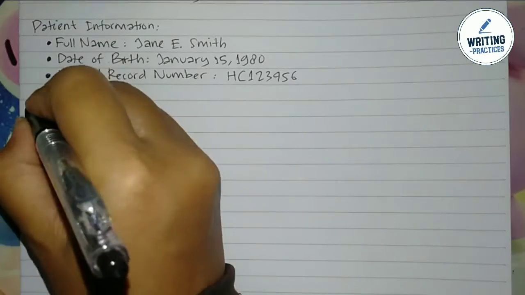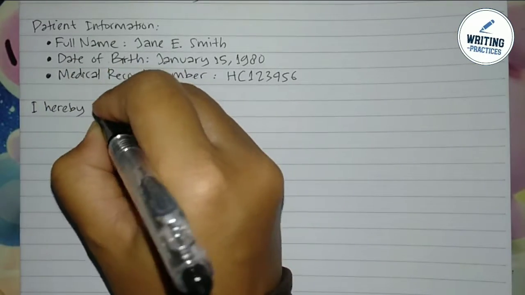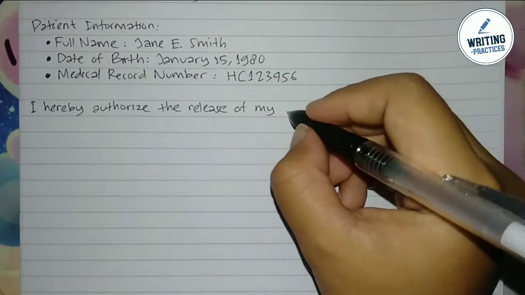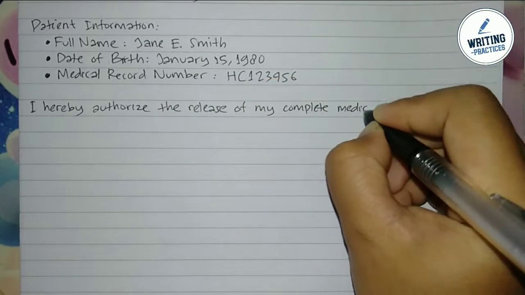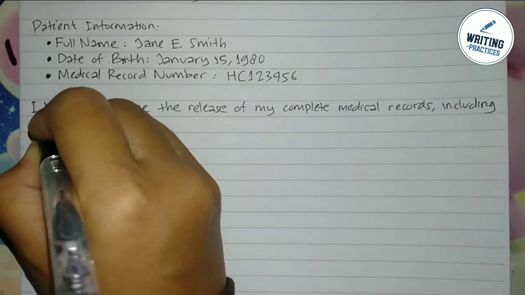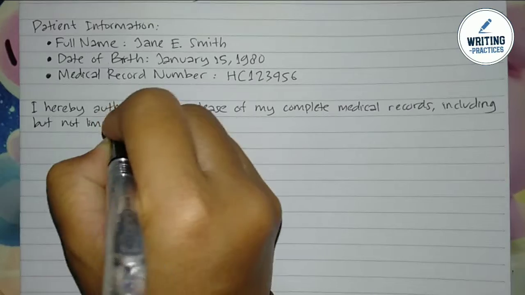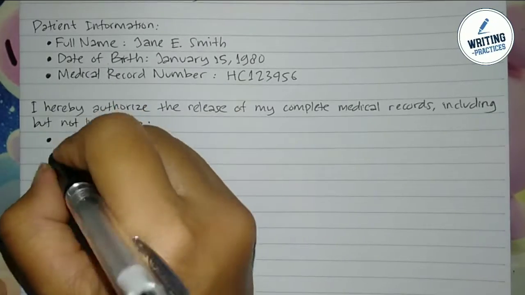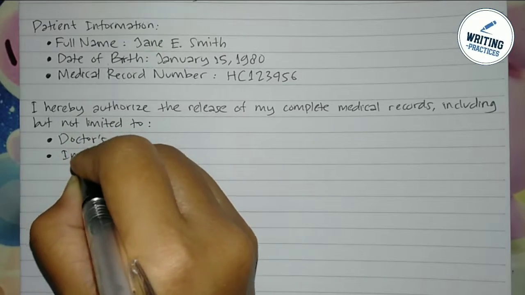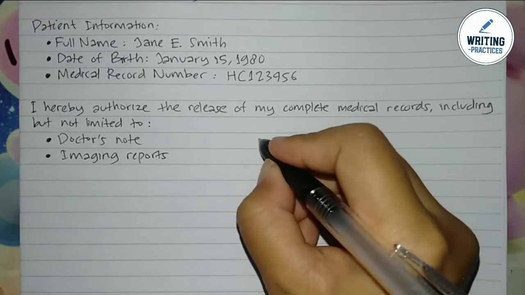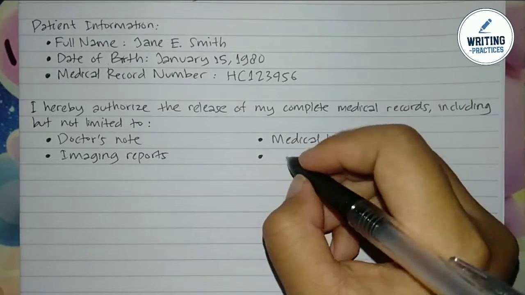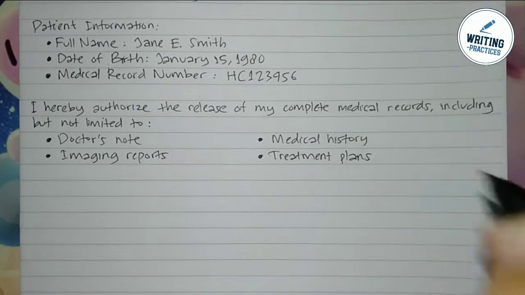In the third paragraph, this is where you elaborate the authorization details. It is a must that you clearly state the authorization for the release of complete medical records. Of course, you have to specify the types of medical information included in the release. And here is the example. I hereby authorize the release of my complete medical records, including but not limited to doctor's notes, test results, imaging reports, medication history, treatment plans.